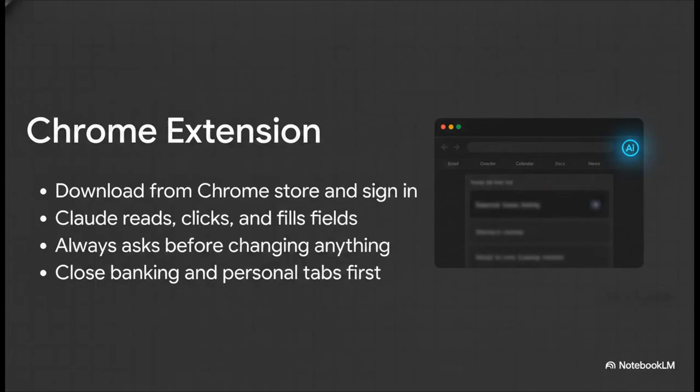Tip 7 is to use the Chrome extension. Once you download it from the Chrome store and sign in, Claude can interact directly inside your browser tabs. It reads pages, clicks buttons, fills out fields, and even hops between different tabs. Just imagine having it compare a product across 4 different retail sites to find the best option, saving you from reading hundreds of reviews. It's totally supervised, meaning it always asks before changing things.